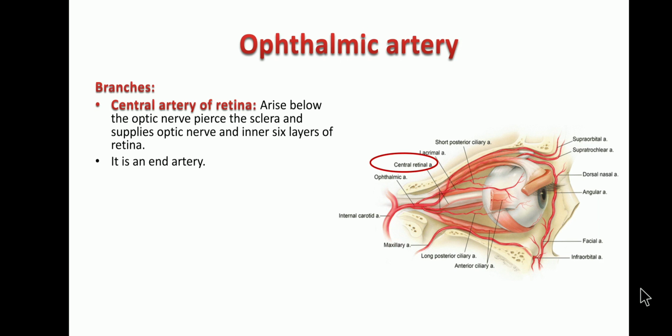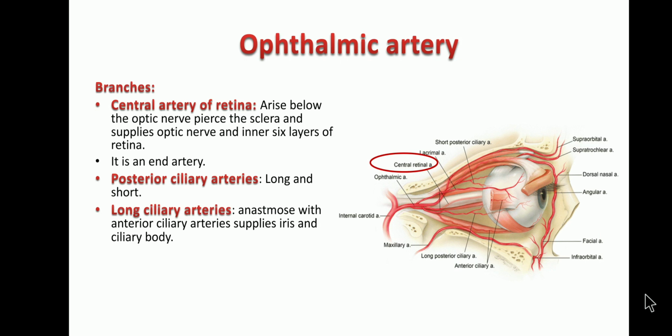Next artery, what you have is the posterior ciliary arteries, which have two divisions, long and short posterior ciliary arteries. The long posterior ciliary arteries are 2 in number. Short posterior ciliary arteries are 5 to 6 in number. So they anastomose with the anterior ciliary branches and supply the iris and ciliary body. Okay, so mainly the long posterior ciliary arteries supply the iris and ciliary body. Anterior ciliary arteries are from the muscular branches. Both anastomose and they form a capillary plexus.